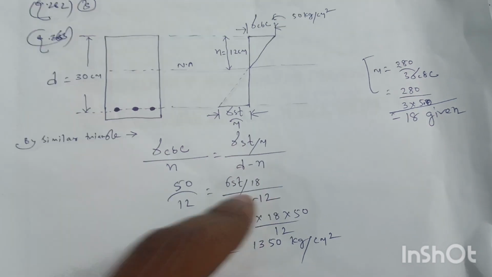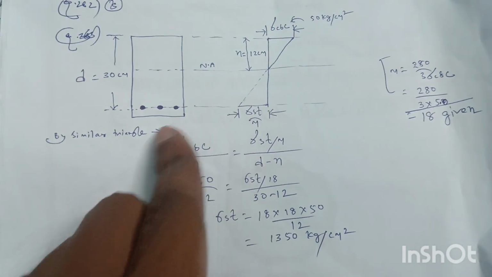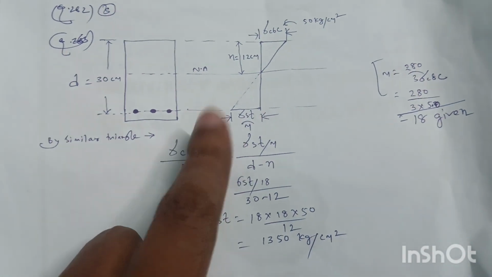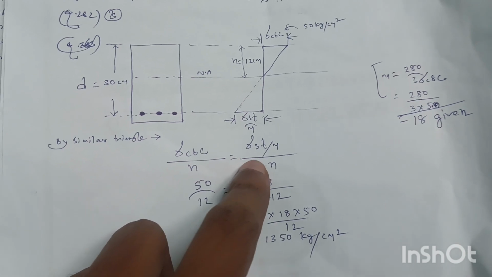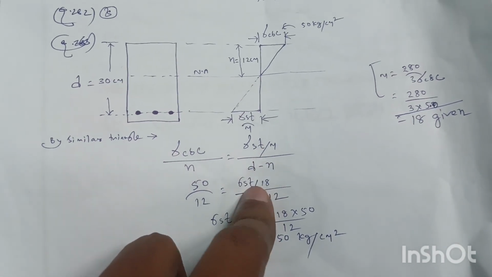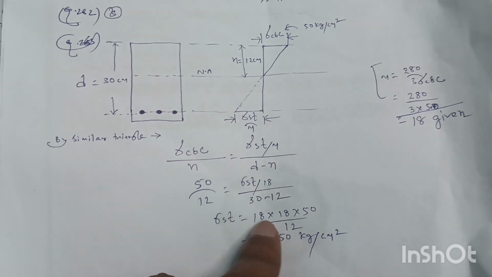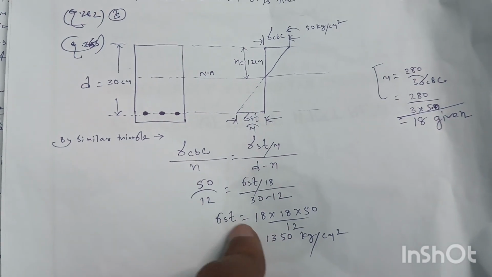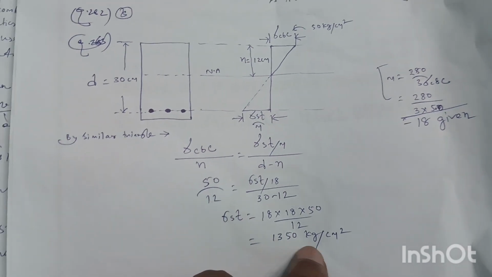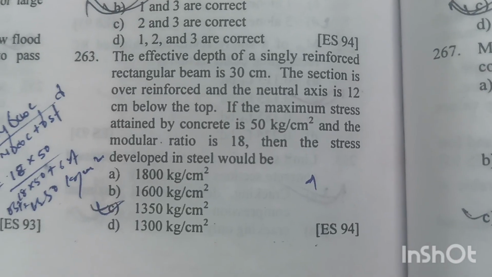but here 18 is given. So by similar triangles we can write sigma cbc by n equals sigma st by m equals d minus n. Now putting all the values into the equation, we will get sigma st equal to 1350 kg per centimeter square. Option C is the right answer.